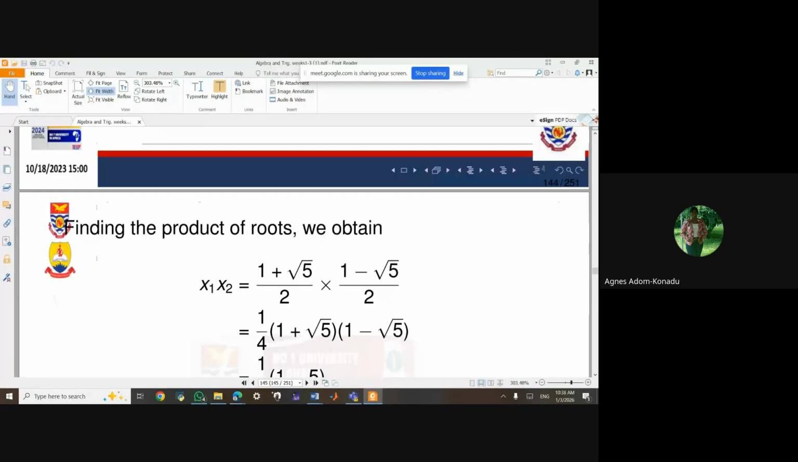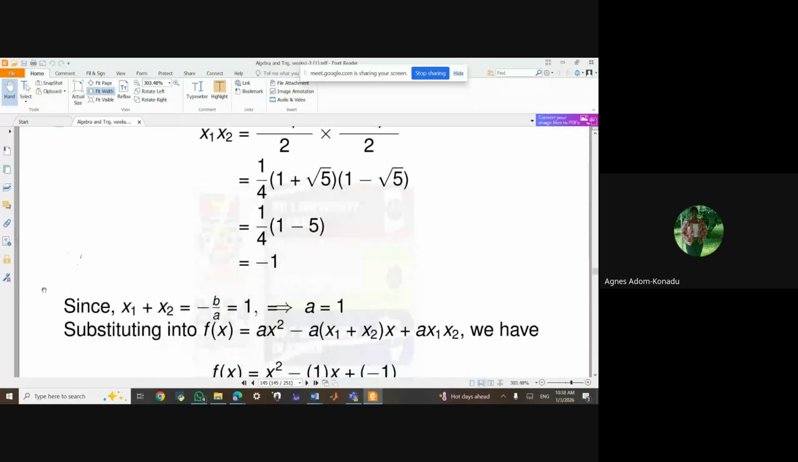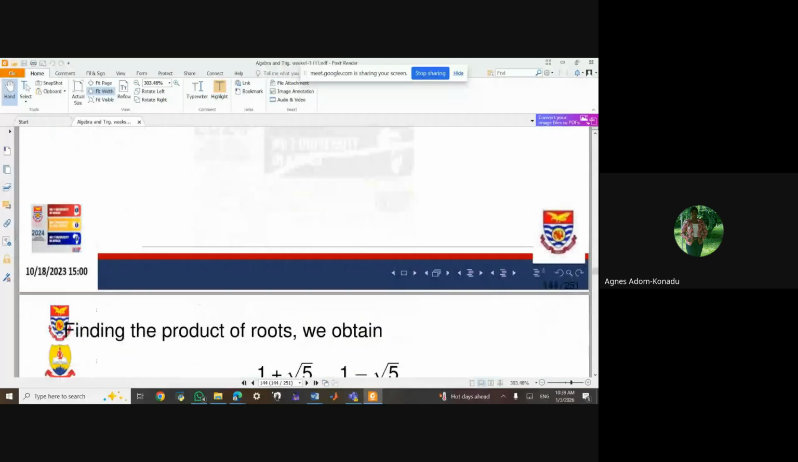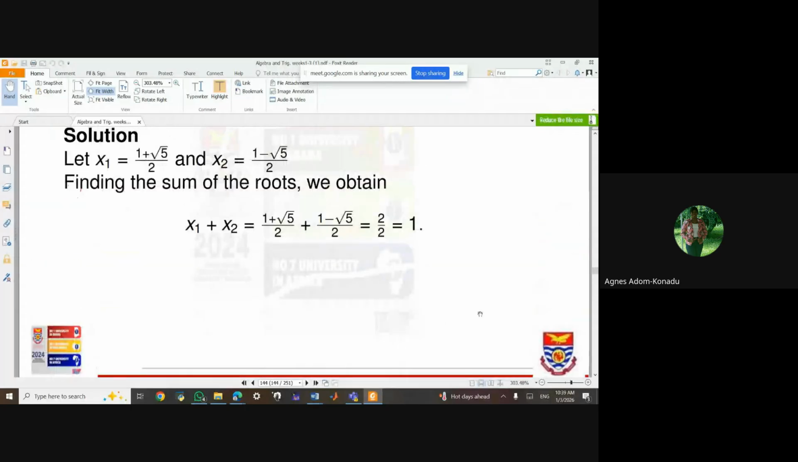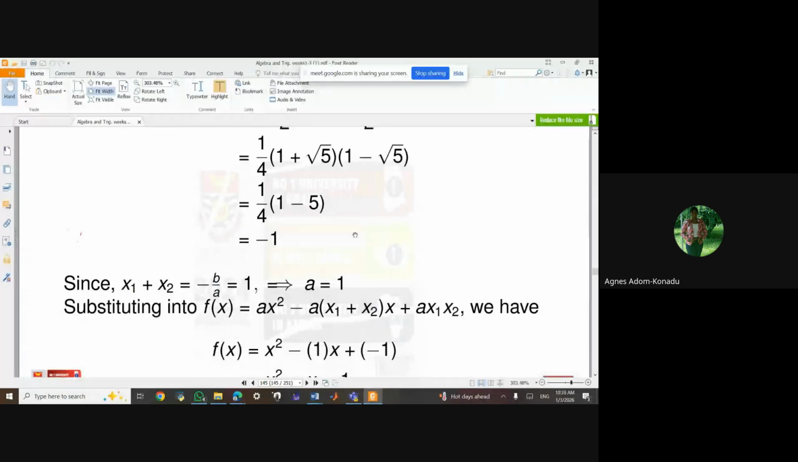And then when I find the product, I'm going to get negative 1. To write the equation, I know the equation is x squared minus the sum of roots x plus the product of roots. My a here, there's no a because my a is 1. The sum is supposed to be minus b over a, but the answer is 1, so it means that my a is 1. And then the c is supposed to be c over a, so my a is 1. So here my a is 1.